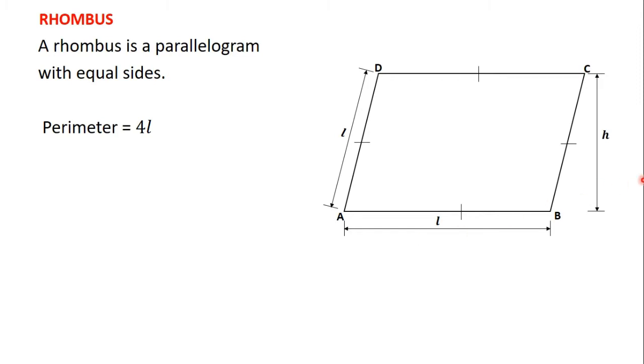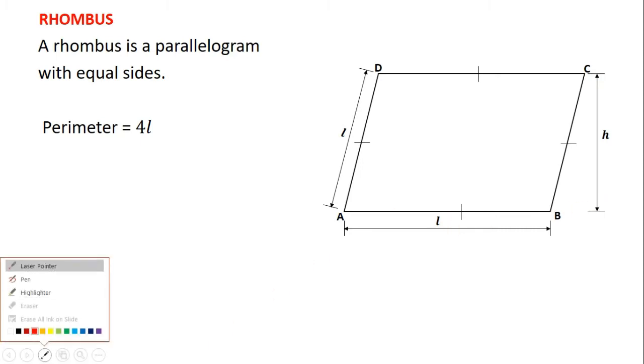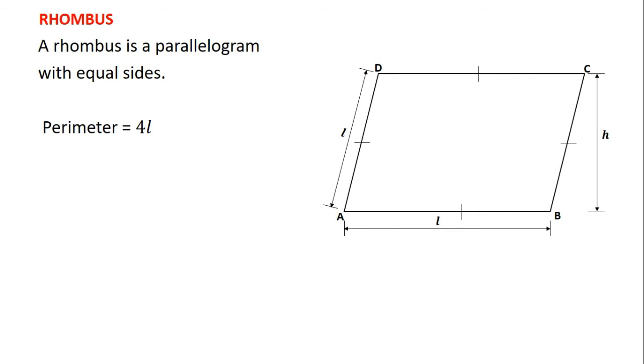Let's say that for this particular rhombus, H here represents the height. The height is the perpendicular distance from DC to meet AB. So the perpendicular line drawn from DC to meet AB is the height. Whenever you talk about the height, you are referring to the perpendicular height. So this distance here represented by H is the height of the rhombus.